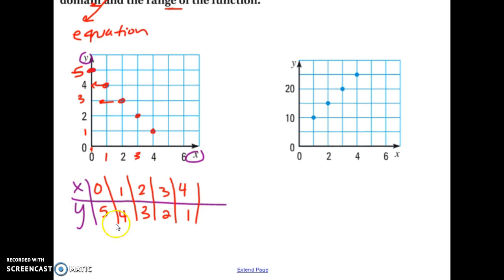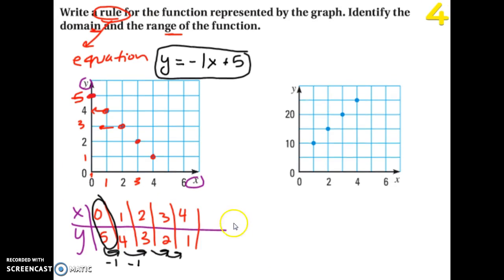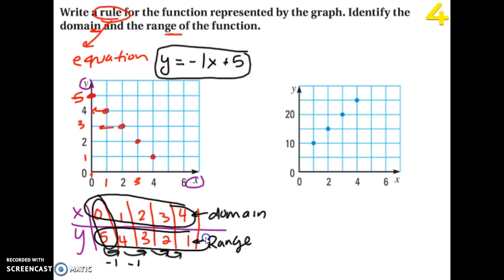So like we've done in the past, figuring out our pattern, because our X's go by 1s, our pattern here is subtract 1, so our equation is Y equals negative 1X, going down, negative. And then look for where X is a 0, Y is a 5, so our equation would be plus 5. Okay? There's our equation. If we wanted to list the domain, we could, but guess what, you guys? They're right here. This is our domain, 0, 1, 2, 3, and 4. And then our range, what we get out for Y, these numbers, 5, 4, 3, 2, and 1.